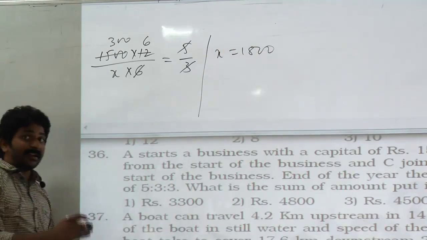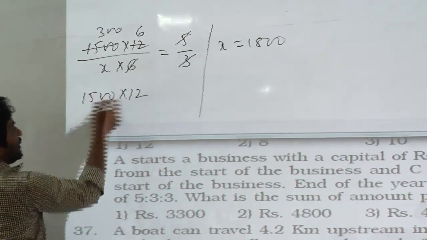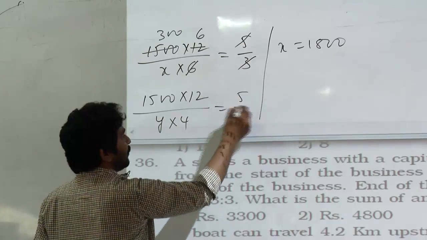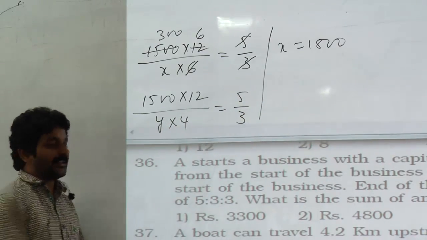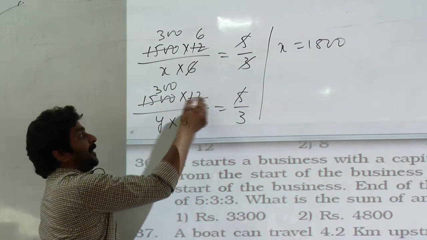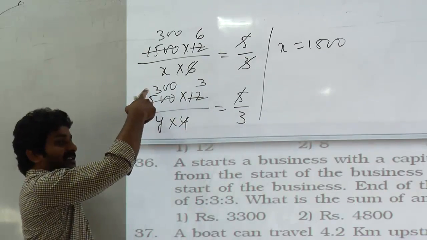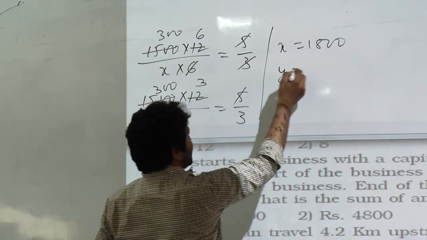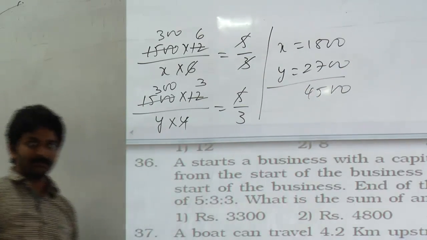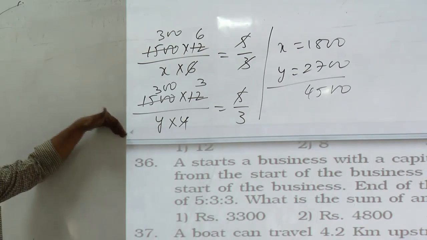And now separately take A and C. A invested 1500 for 12 months and C invested y rupees for 4 months, and the ratio is again 5:3, which is 5 by 3. 5 how many times? 300 times. 4 how many times? 3 times. So y is equal to 3 into 3 into 3, 27, and then 00. So y is equal to 2700. Total it is 4500. But you need to do separately AB and then AC.